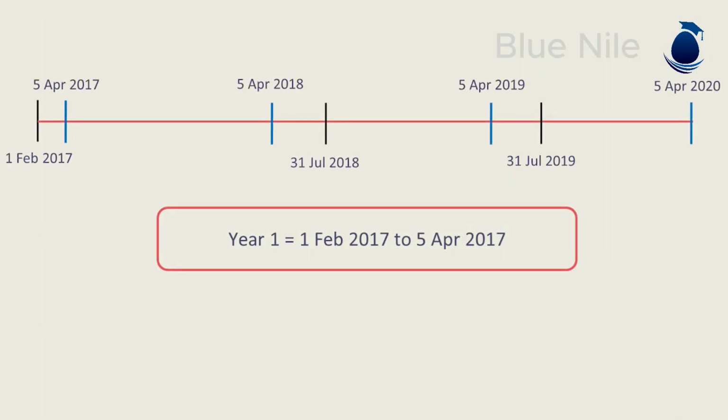Year 2 is our problem year, and here it's the 2017-18 tax year. Question 1. Is there an accounting period ending in a tax year? On our timeline we can see there are no black lines between the blue lines showing the 5th of April 2017 and 5th of April 2018. So we don't need question 2 this time.